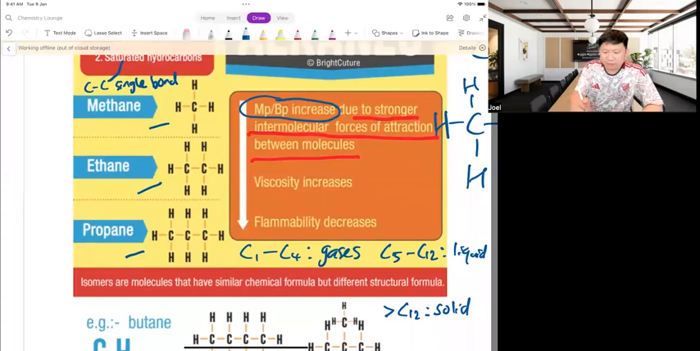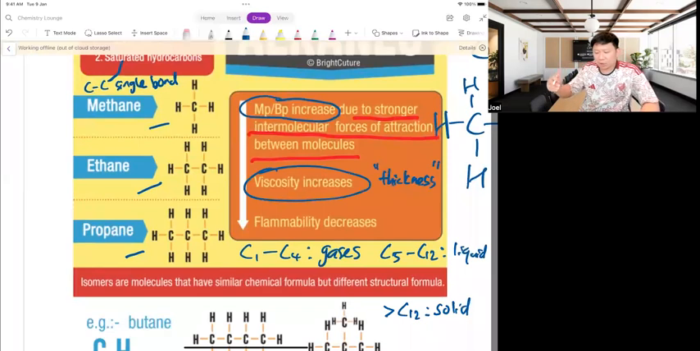Viscosity increases. What is viscosity? The thickness, something like that, right? Like lava is very viscous. So from gas to solid, you must know that solid is very thick compared to gas. See what I'm saying? Okay. Solid is thicker or more viscous than gas. Everybody must know this because this is what people stress.